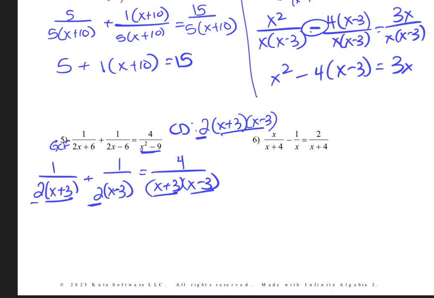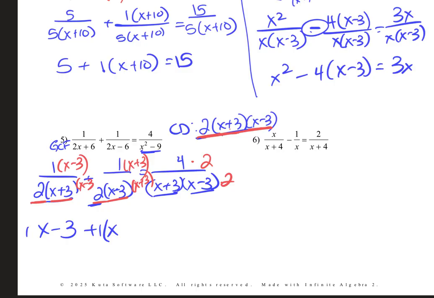So what's missing in these guys? So let's switch to this color. This one has a 2 and an x plus 3, so it needs the x minus 3. This one has a 2 and an x minus 3, it needs the x plus 3. And this one has an x plus 3 and x minus 3, but it needs the 2. And finally, just rewrite it, 1 times, and equals 8.